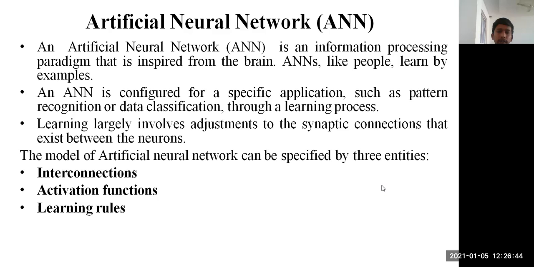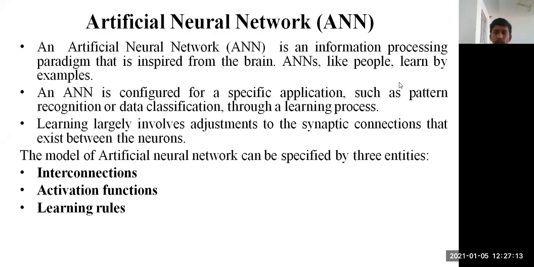How the brain functions so fast is with respect to neurons. In the same manner, ANN was also developed. And ANNs, like people, learn by examples. Depending upon the various examples, an ANN tries to learn from the different examples, and accordingly a network structure will be obtained. An ANN is configured for a specific application such as pattern recognition or data classification, which can be done through the learning process.